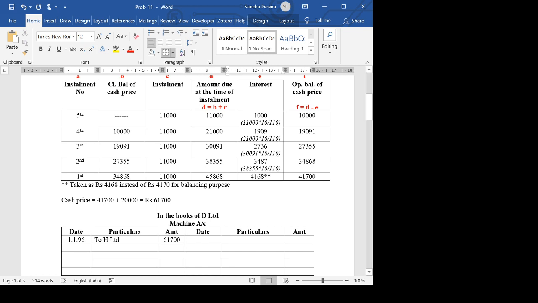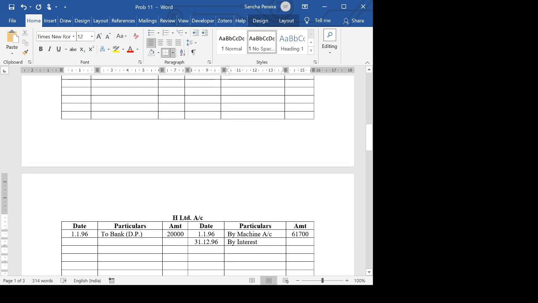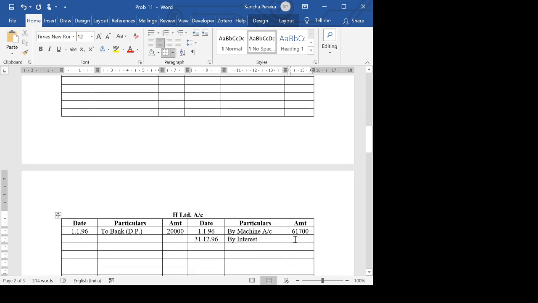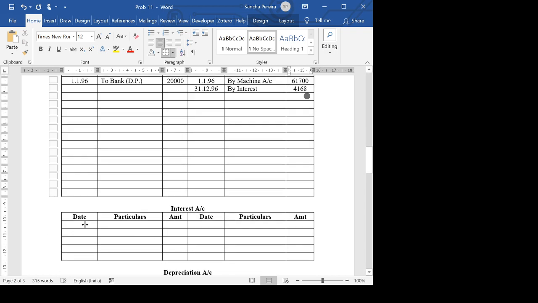Very good. Please don't take it right from the beginning, okay? Because this is a reverse table. We have started from the back. So don't take 1000. It goes this way now. So our interest in the first year is 4168. So if you say by interest, it will be on the same day, 31st December 96 to H Limited, 4168.